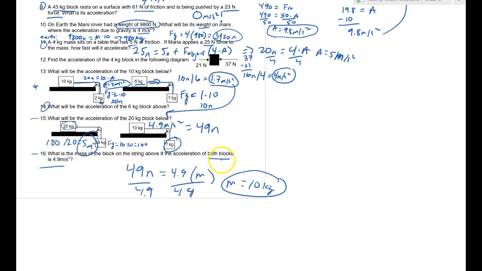Now, here's the thing. The only reason that both blocks would accelerate at 4.9 meters per second squared is if there was some amount of friction between here. Otherwise, this one accelerating at 4.9 meters per second squared would be because this thing is accelerating at 10 meters per second squared due to gravity. So if that were the case, and we were not saying that both accelerated at 4.9, but that the top one accelerated at 4.9, then we would have 49 newtons pulling on this bottom one at 10 meters per second squared times its mass, which would mean that its mass would equal 4.9 kilograms.